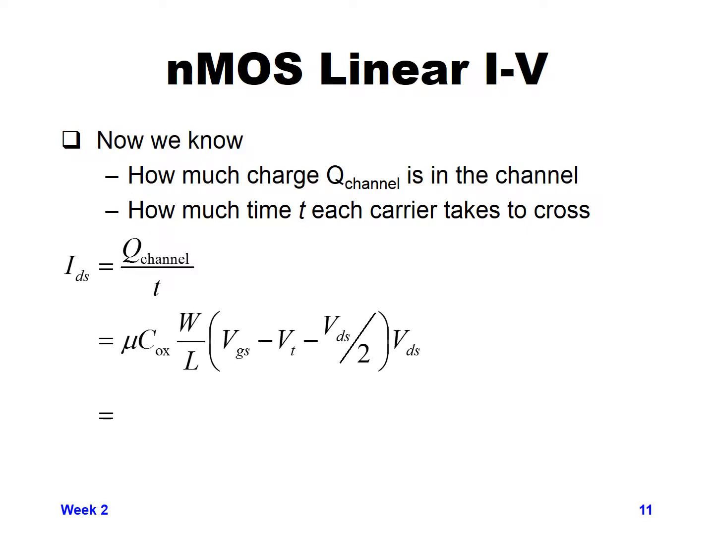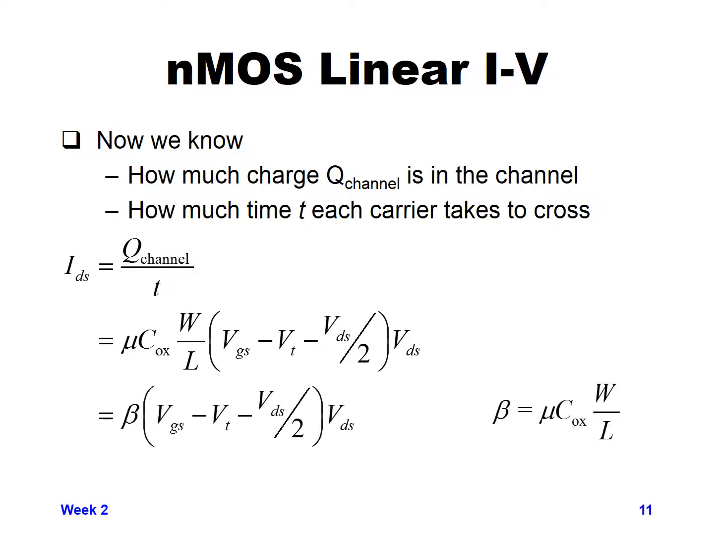This, if we go through the previous equations, is mu, which is the mobility of the electrons, times Cox, times W over L, the width of the channel divided by the length of the channel, times the VGS minus VT minus VDS over 2 times VDS. You can go back to the previous equations to put it all together.